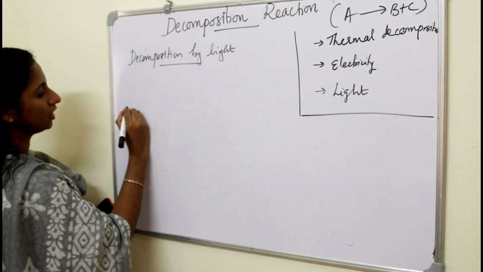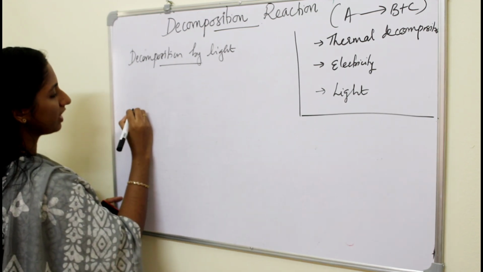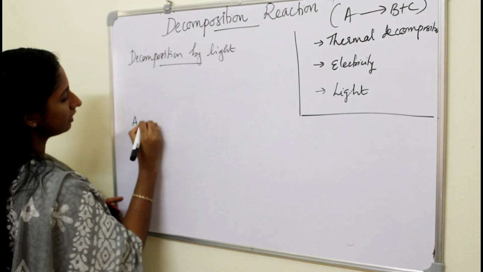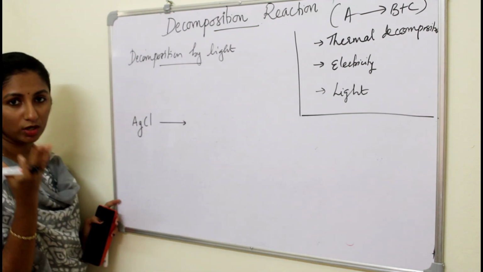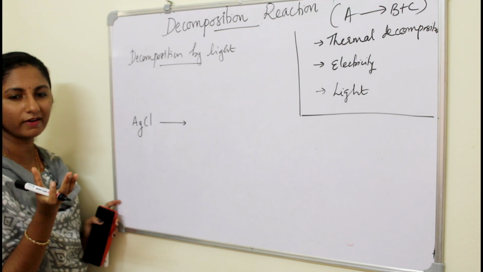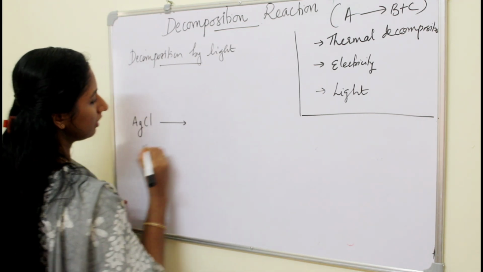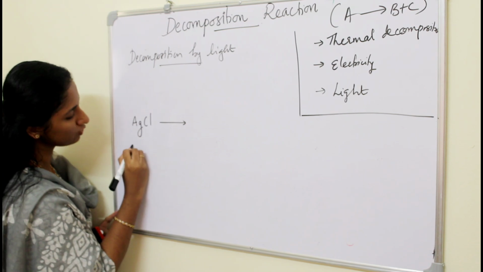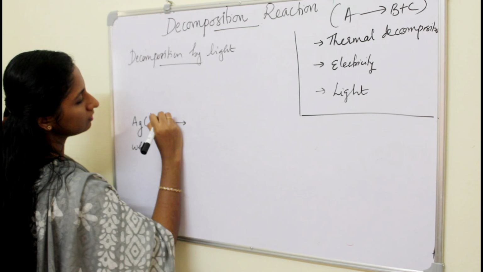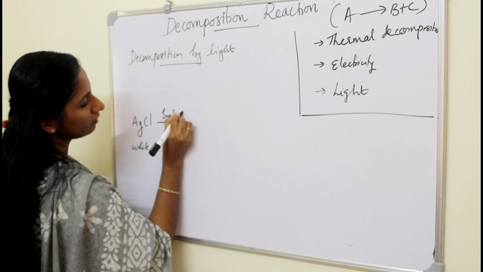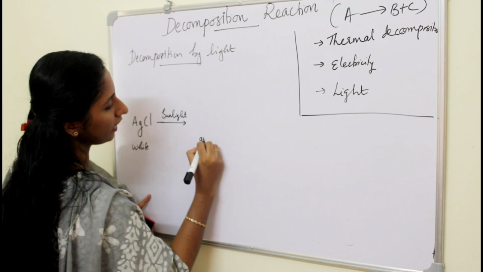So for this, in your textbook there are 2 examples. Okay. So the first one is, we are taking silver chloride in a watch glass, and we are placing the silver chloride under sunlight for some time. The color of silver chloride is white powder, and when we are placing it in sunlight, what will happen? It will turn into grey color.